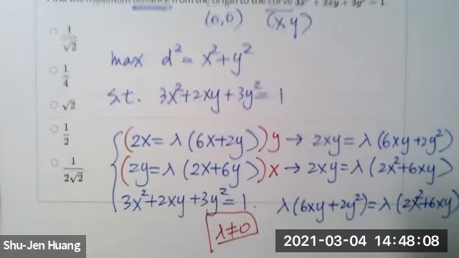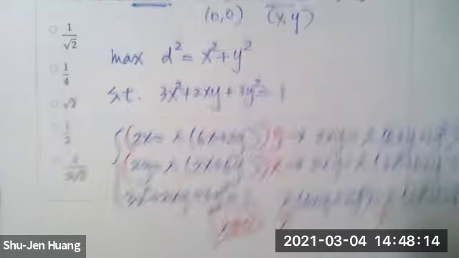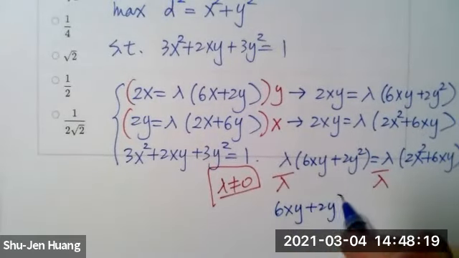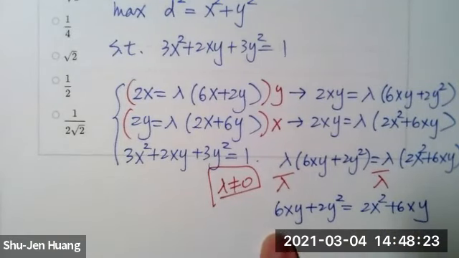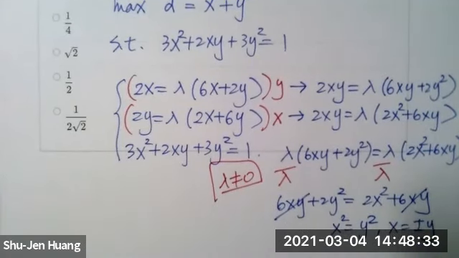So now since we know lambda doesn't equal 0, we can divide by lambda on both sides, since it's a non-zero number. We get 6xy plus 2y squared equals 2x squared plus 6xy. Now we can subtract 6xy from both sides, and we get x squared equals y squared, or x equals plus or minus y. Is that good so far?